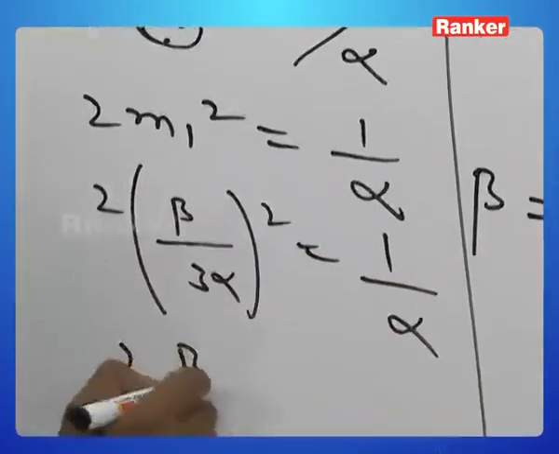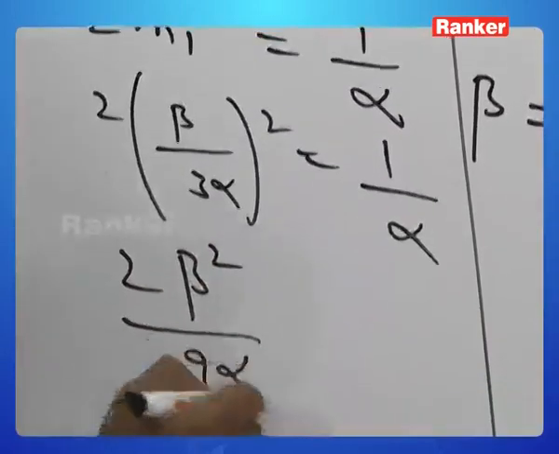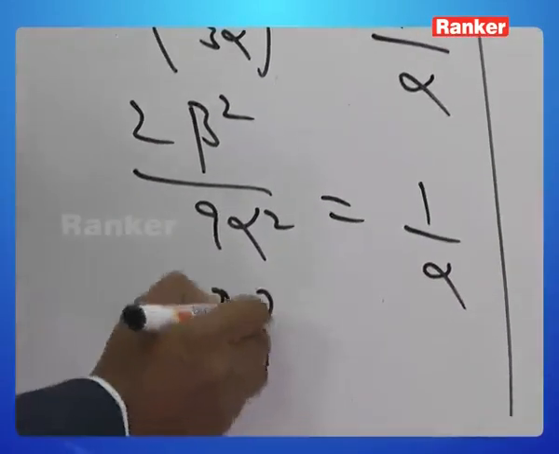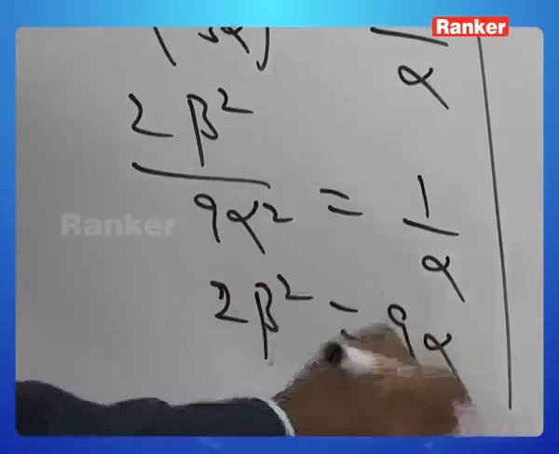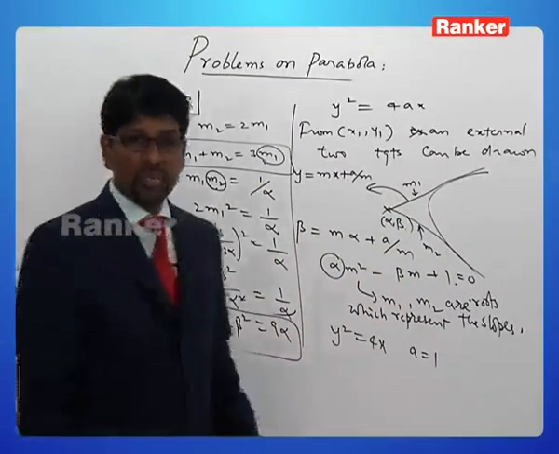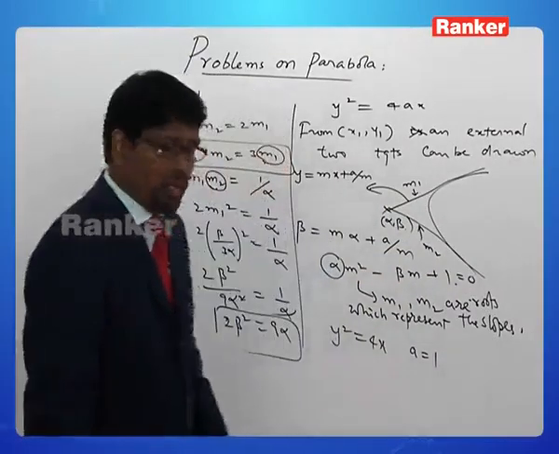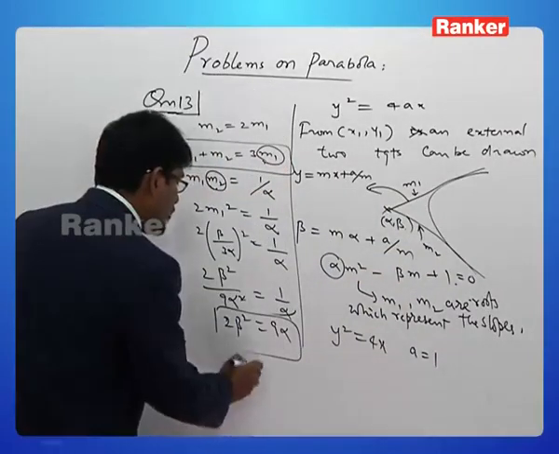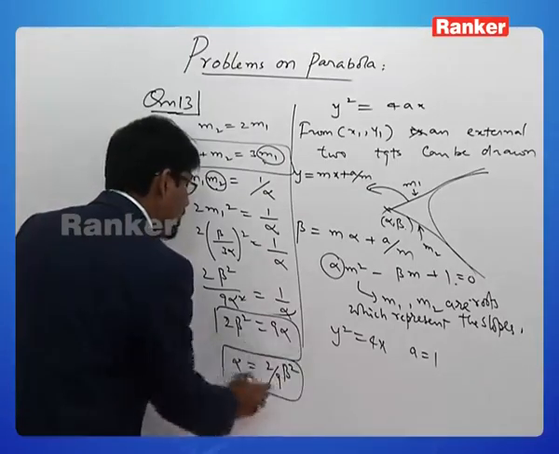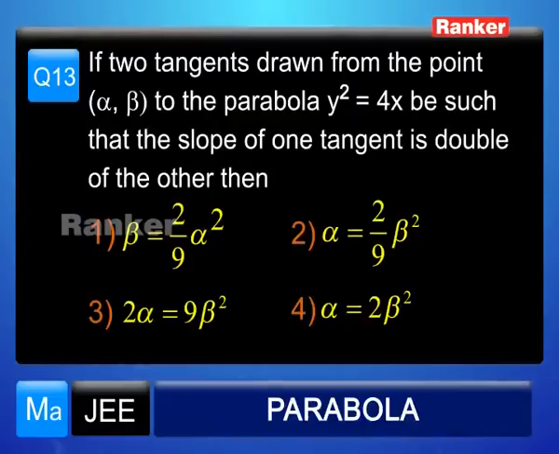So that makes it 2 beta square by 9 alpha square is equal to 1 by alpha, and therefore 2 beta square will be equal to 9 alpha, cancelling out 1 alpha here. 2 beta square is equal to 9 alpha, or alpha is equal to 2 by 9 beta square. So that is clearly appearing in option 2. So option 2 is the right answer.